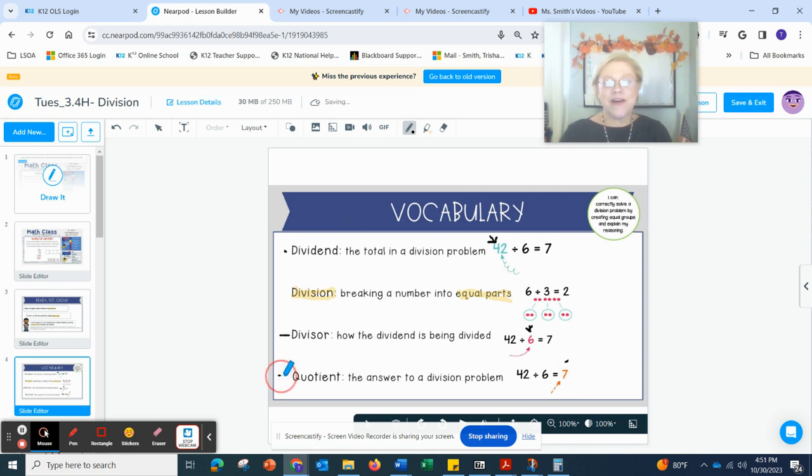And finally, quotient. Quotient is the answer to a division problem. So 42 divided by 6, so 42 broken up into 6 equal groups. If we're talking about 42 apples, and we put those 42 apples into 6 equal groups, how many apples are in each group? Well, our quotient tells us that it is 7. So the quotient is just the answer. It's telling us how much it is. I'm going to pause right here, erase my board, and then I'll meet you on the next.